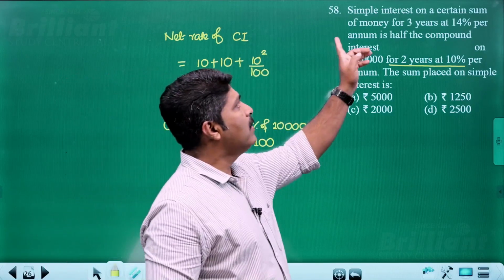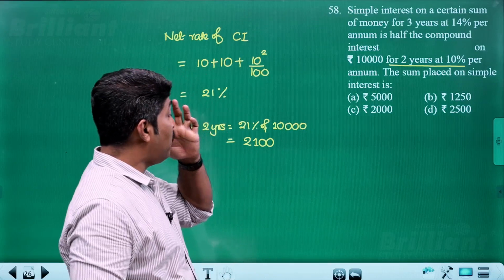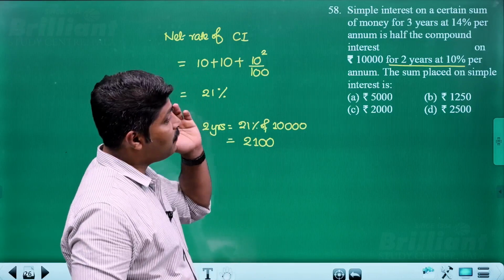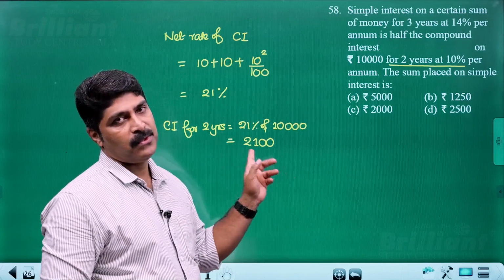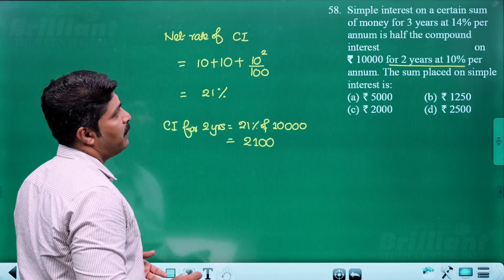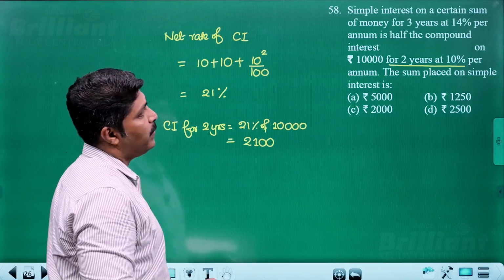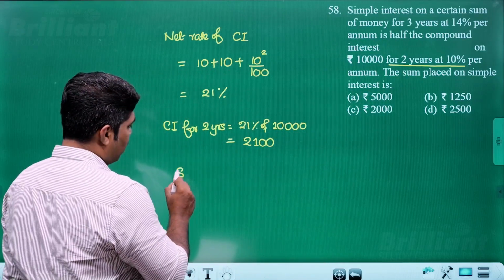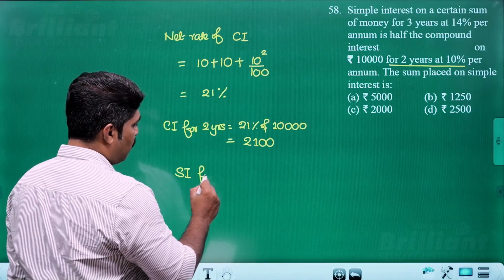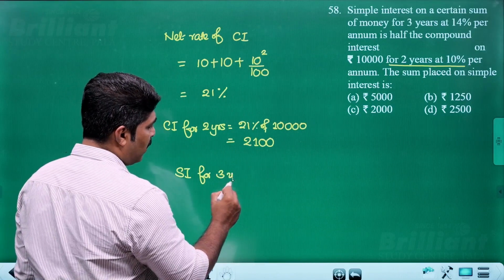How it occurs? Simple interest on a certain sum of money for 3 years at 14% per annum is half the compound interest. So this is half the compound interest that we have to take. What is half of this value? That is the 3 years case. So then we are considering this is simple interest for 3 years.